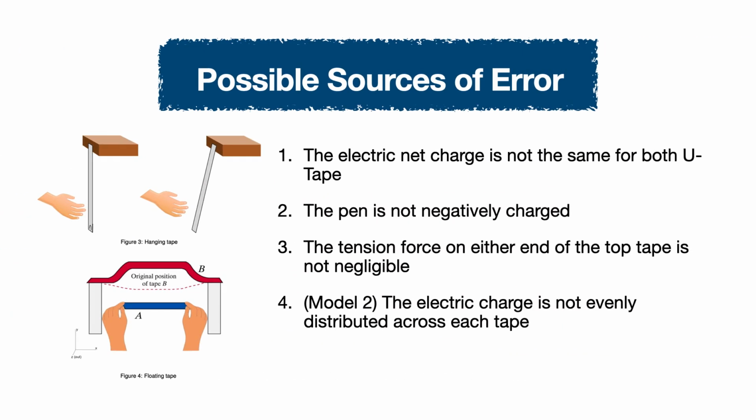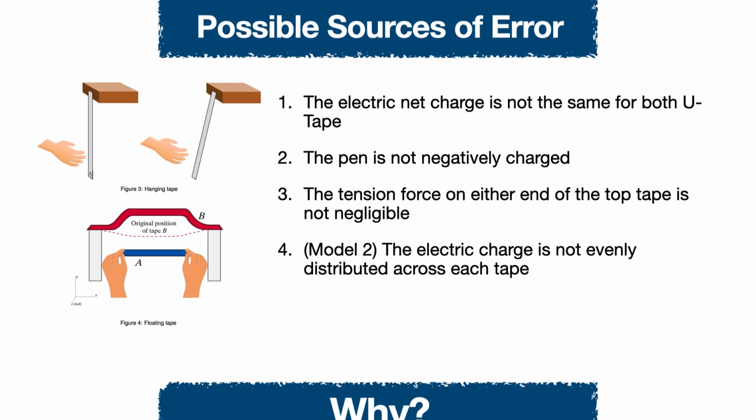For possible sources of error in this lab, the net electric charge might not be the same for both U-tapes as was assumed, which would affect the separation distance found and thus the estimated charge results of the lab. Also, the pen was not confirmed to be negatively charged, which could affect the lab by flipping the sign of the electric charge analyzed. With Figure 4, the tension force on either end of the top tape might not be negligible, which could lower the separation distance. For Model 2, the electric charge might not be evenly distributed across each tape as was assumed, which would cause the estimated charge to be lower or higher than it actually is, depending on the actual distribution of charge across each tape.